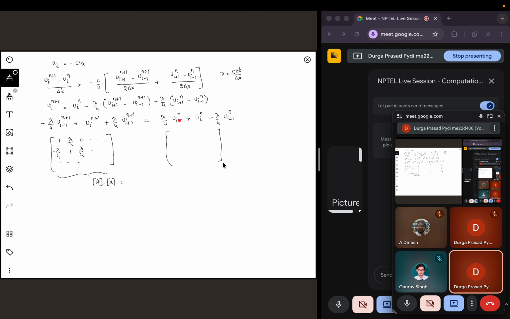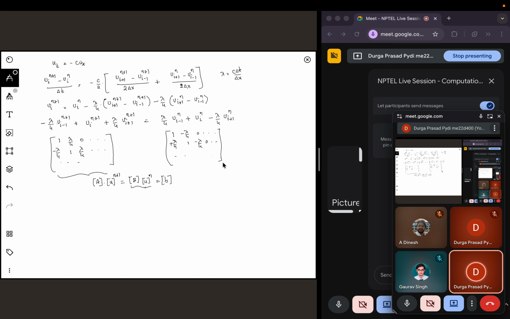This matrix will also be similar. The only difference is that the ith term is 1, and for i plus 1, instead of lambda by 4, we have minus lambda by 4, and for i minus 1 we have plus lambda by 4, and so on. This is another tridiagonal matrix, which we'll call B. A is applied to the unknowns at n plus 1, and B is applied to u at n. We know the value of u^n, so we can construct this matrix, and all we have to do is solve A u^{n+1} equals B u^n.